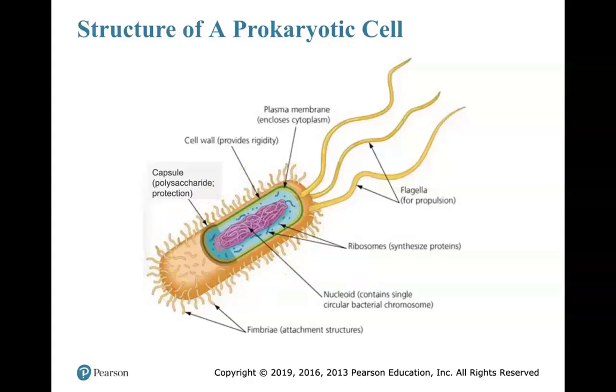Some additional structures that prokaryotes may or may not have. Fimbriae is a good example. These are attachment structures, little projections that we see throughout the cell body of the prokaryote. Flagella. Some prokaryotes might have these tail-like structures that are going to help them propel, especially through aquatic-like environments.